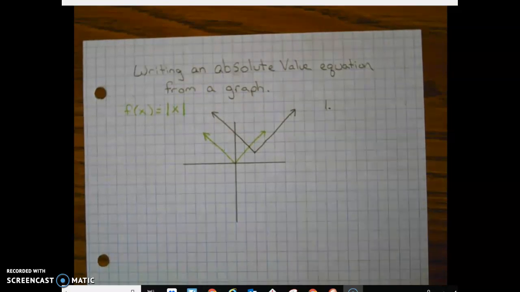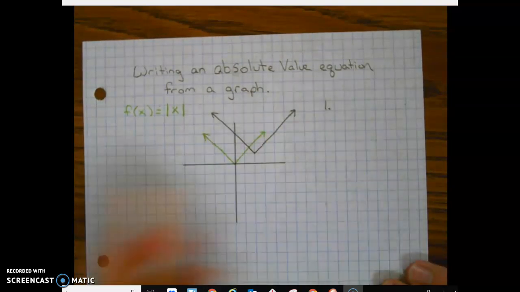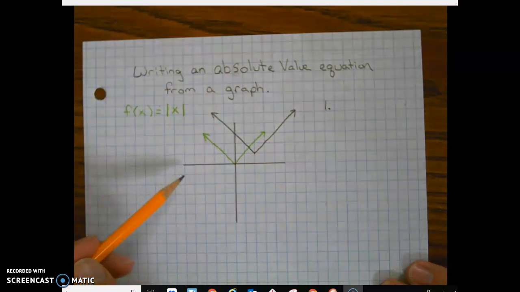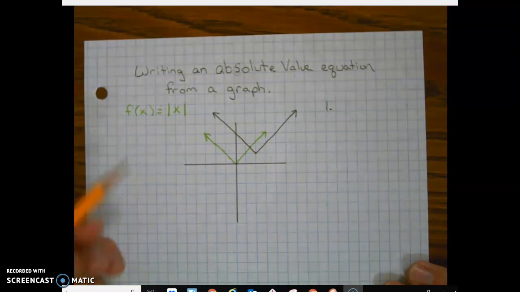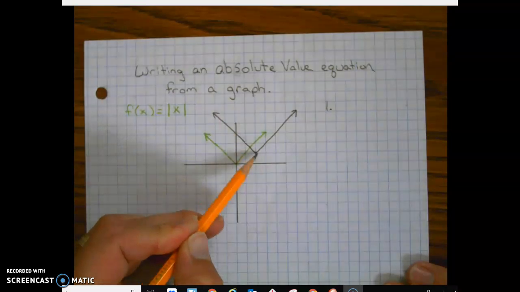Hello class. Today we're looking at writing an absolute value equation from a graph. So you may want to pause the video and write this all down. Okay, so we're going to start off first of all writing the equation for this absolute value function here.